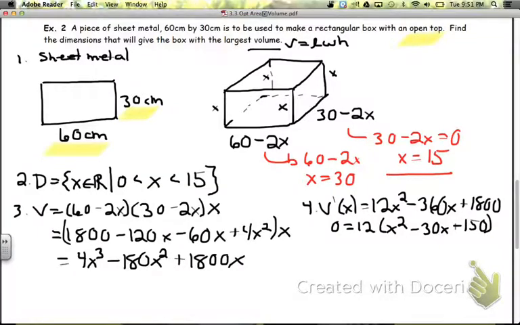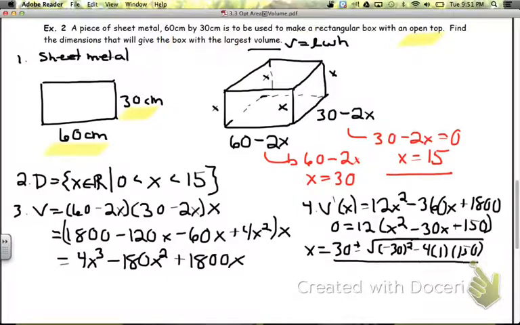The reason I'm factoring is to see if I can factor any further and find what my x values will be. But when I look at this, I know there's no two numbers that are going to multiply to 150 and add to negative 30. So I therefore need to use my quadratic formula. So x is equal to 30 plus or minus the square root of negative 30 squared minus 4 times 1 times 150, all over 2 times 1.